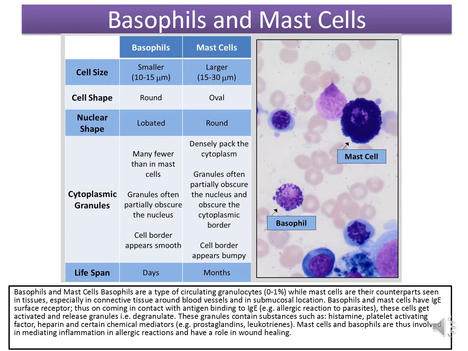for example, allergic reaction to parasites, these cells get activated and release granules, so they become degranulated. These granules contain substances like histamine, platelet activating factor, heparin, and certain chemical mediators. Mast cells and basophils are thus involved in mediating inflammation, in allergic reactions, and have a role also in wound healing.